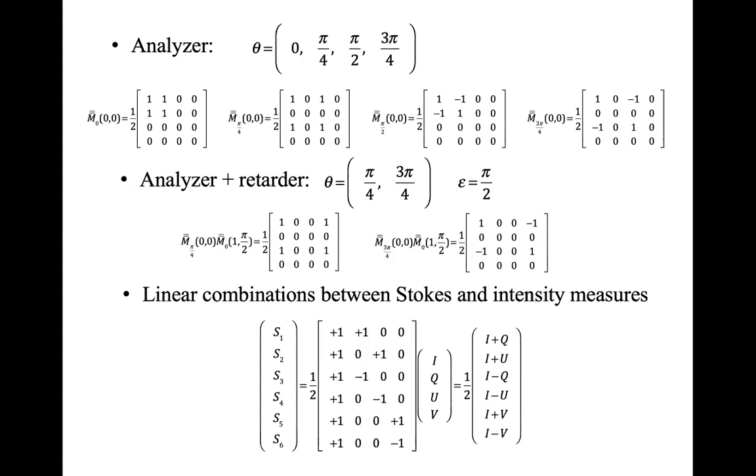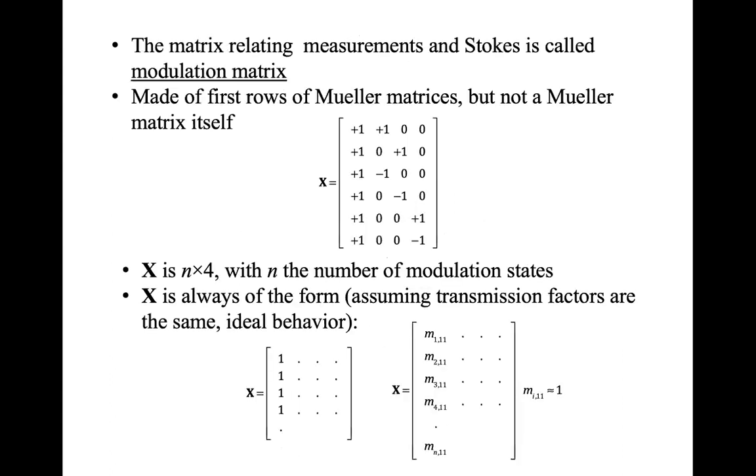So I think this is kind of clear what I'm doing. This is not a Müller matrix, okay? This has first rows of Müller matrices, but it's not a Müller matrix. And this is not a Stokes vector. This is a Stokes vector, but this is not, okay? But it's also matrix formulas.